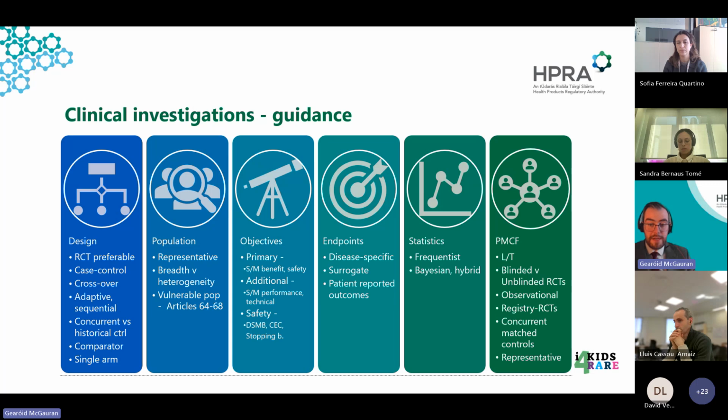Concurrent matched controls are again strongly encouraged for PMCF studies, and where possible for any PMCF study, you should endeavor to recruit a representative proportion of the relevant patients that attend, say, that health center or that investigational site. So ideally, you should be aiming for greater than 90% at least invitation for recruitment amongst this patient population, given how small the sample size is.